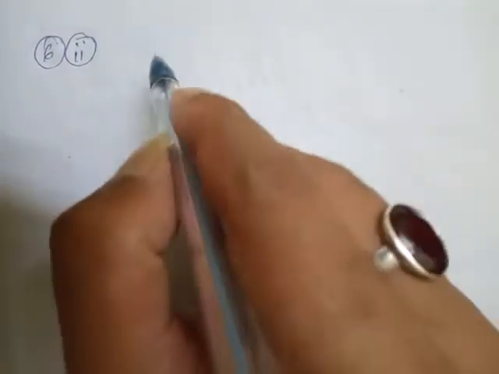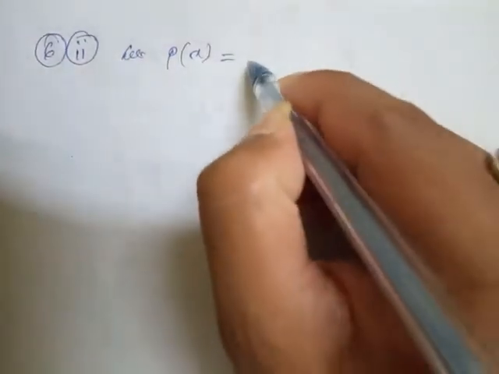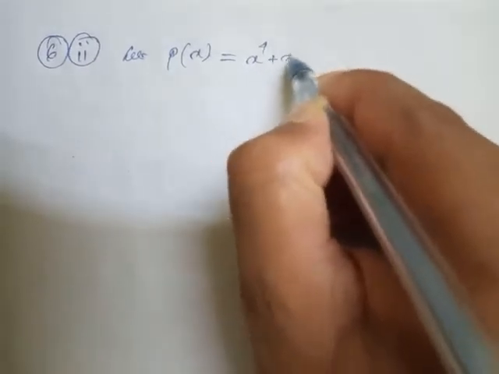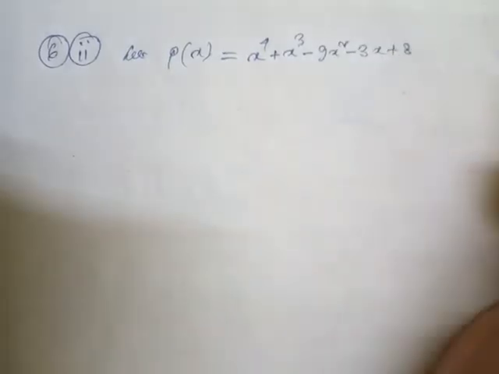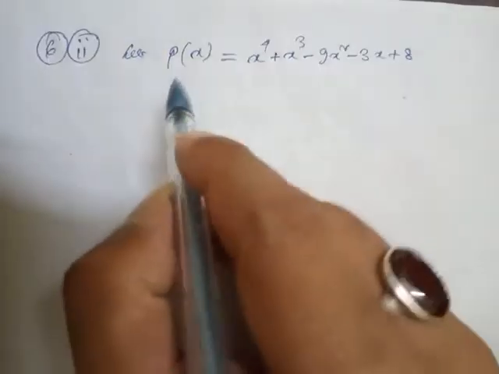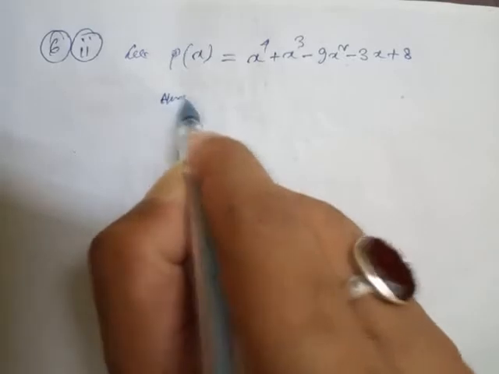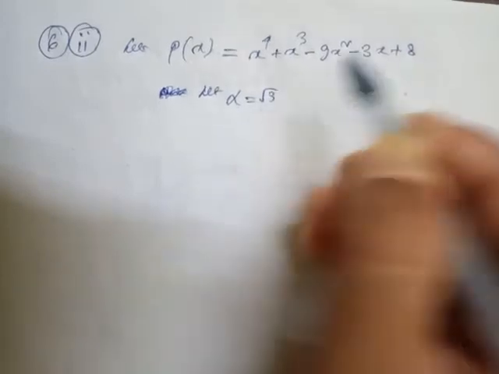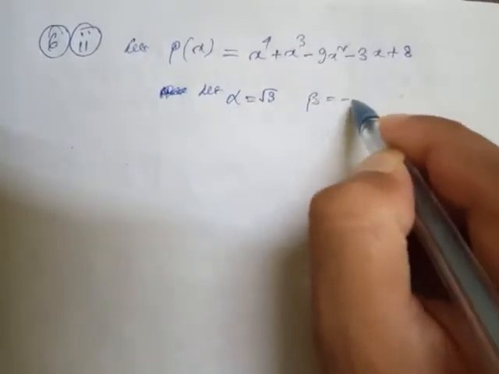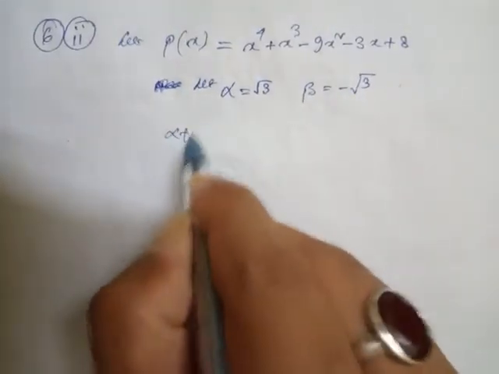Now look, after that, first of all we'll write here: let p(x) equal to the polynomial x to the power 4 plus x cube minus 9x square minus 3x plus 8. Now look, one zero is given root 3 and the other is given minus root 3. So let alpha equal to root 3 and beta equal to minus root 3.